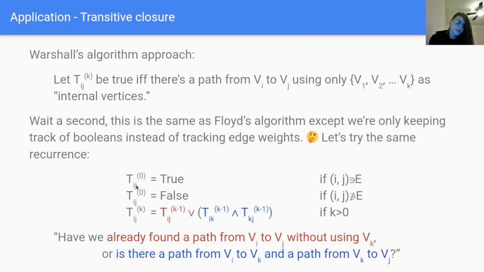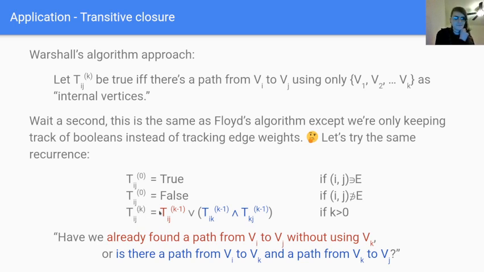It's asking, is there a path between i and j using the first 0 vertices? That's going to be true if there is an edge between i and j, and false if there's no edge between i and j, because we're not allowed to use any of the other vertices as internal vertices, like in our path construction. It's a 0 here.